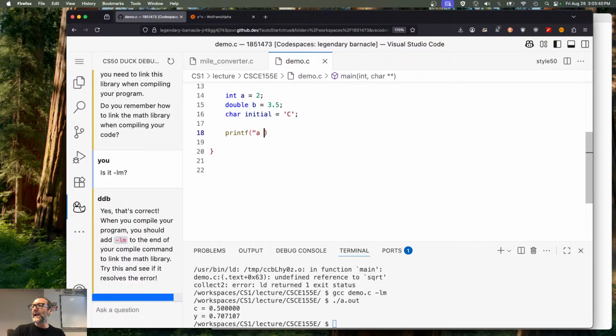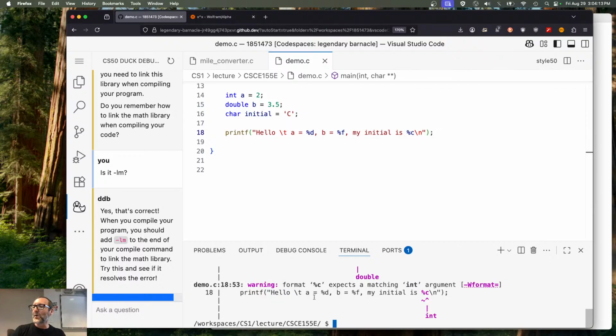Printf. A is equal to %. What do I use for a placeholder for an integer? D, right? B is equal to, what's the placeholder for a floating point number, a double? %f. And finally, my initial is %c, right? And let's end the line. Right? You can put whatever you want in here. If you want to tab over, if you want a bunch of spaces, if you just want to say hello, all right? You can put whatever you want in there. But if I don't specify the variables, then first of all, GCC is going to complain about this. I'm no longer using math.